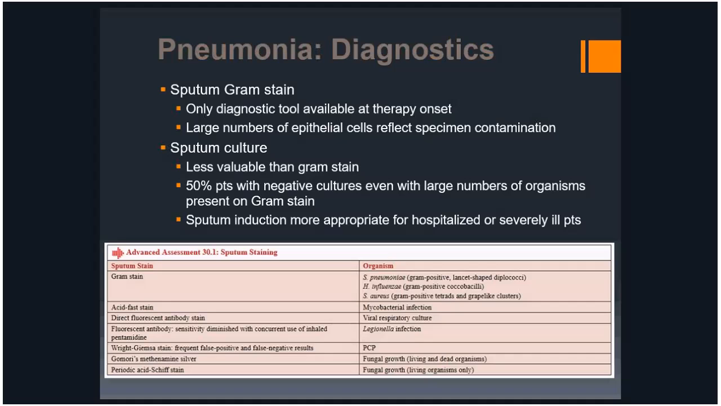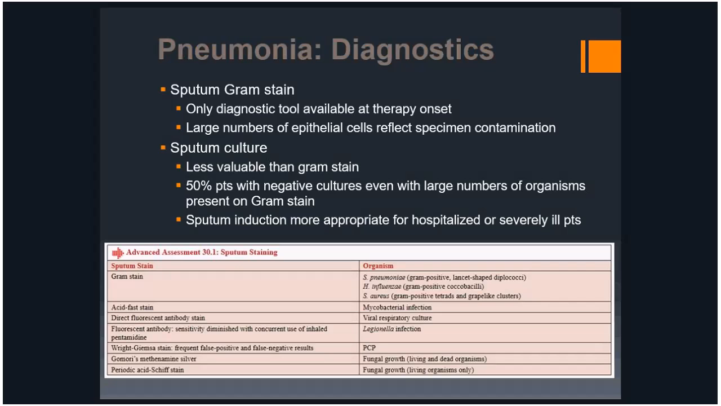When it comes to the culture, they're definitely less valuable, but only because it's very challenging to actually get a culture. 50% of patients with negative cultures may have large numbers of organisms present on gram stain. So again, that's why, when patients do have pneumonia, if you're going to rely on something to specify what type of organism, it is going to be your sputum gram stain.